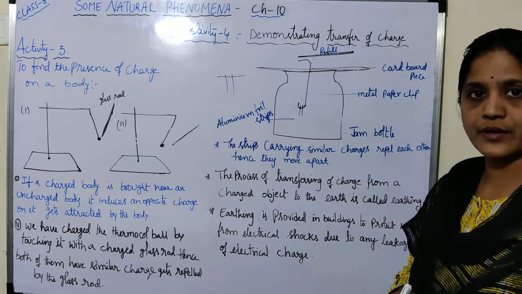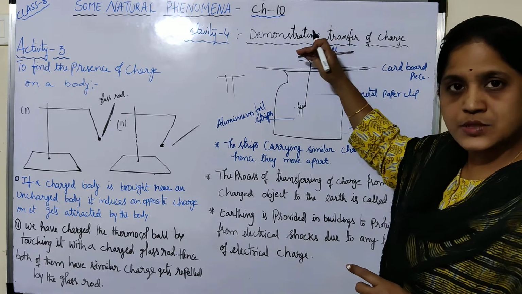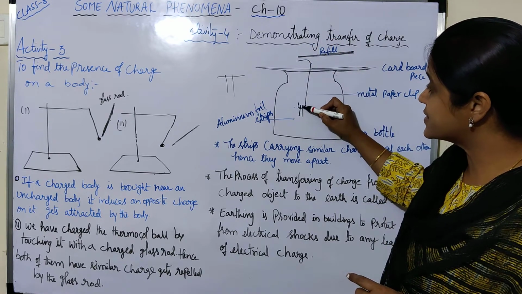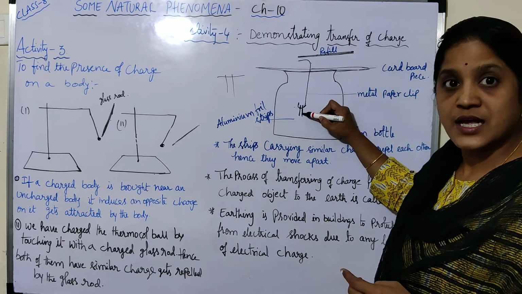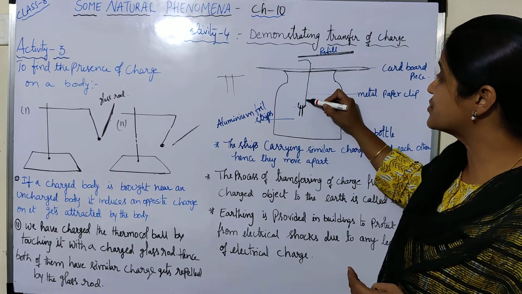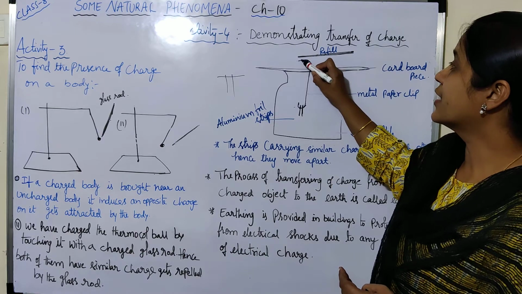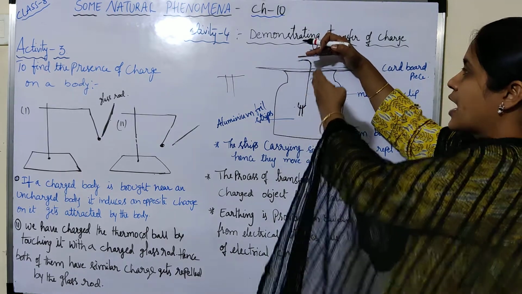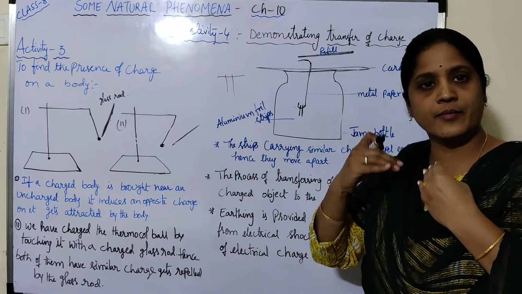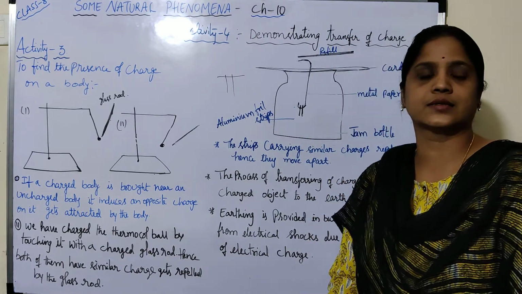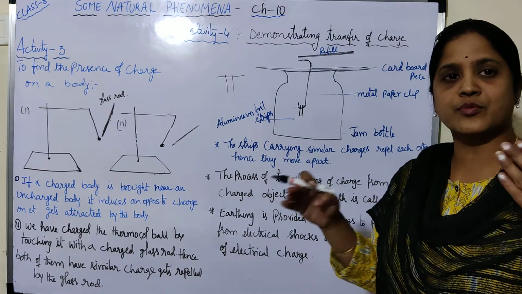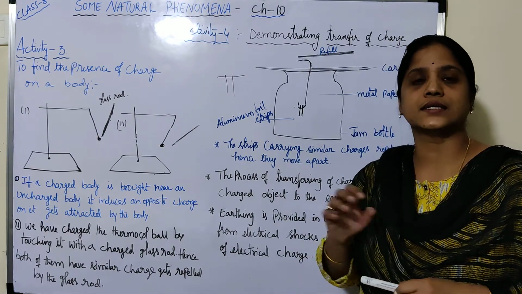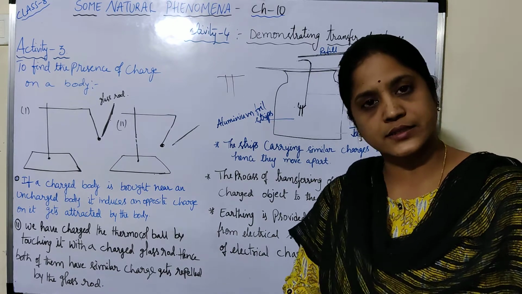How does it happen? When you touch this paper clip, whatever charge was acquired by these aluminum strips is transferred through this metal conductor to your hand, from your hand to your body, and from your body to the earth. When the charges move towards the earth, that is known as earthing. We will call it earthing.